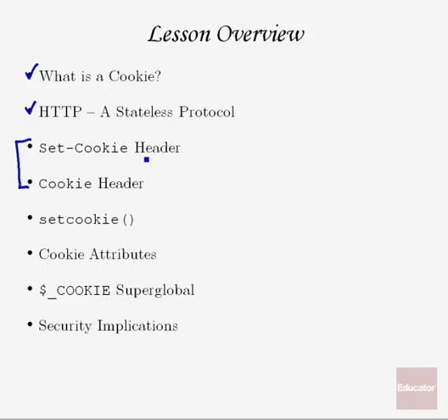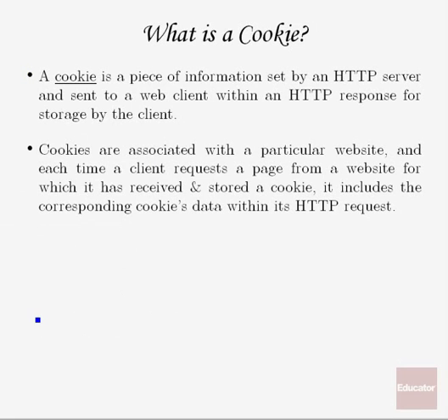We're going to talk about the set cookie header, which is an HTTP response header, and the cookie header, which is an HTTP request header. We're also going to talk about a function built into PHP for setting cookies, and different attributes that cookies can have. After we learn what cookies are, we're going to talk about how to access cookie data within your file using the cookie superglobal variable. And then we'll briefly talk about security implications related to cookies. So what exactly is a cookie?